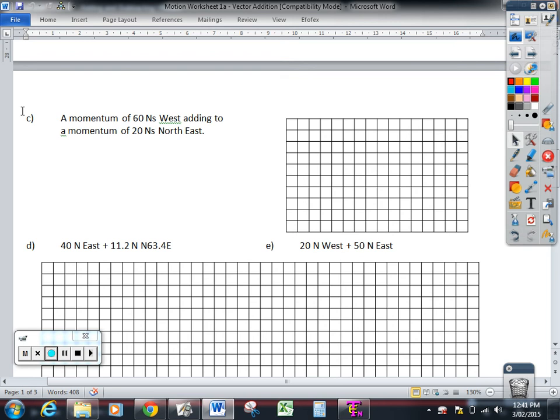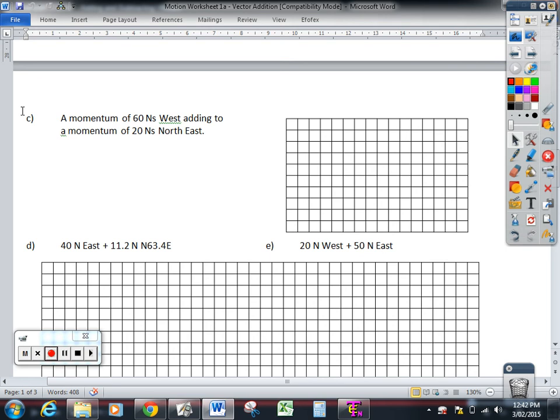This is a momentum. Now, it doesn't matter if you don't know what momentum is. All you need to know is momentum is a vector. So just treat it like force. And you don't have to know what this newton seconds is. Whereas force is measured in newtons, momentum is in newton seconds. You don't need to know. All you need to know is a vector of 60 west is adding to a vector of 20 north. There is some room over here for you to do it.